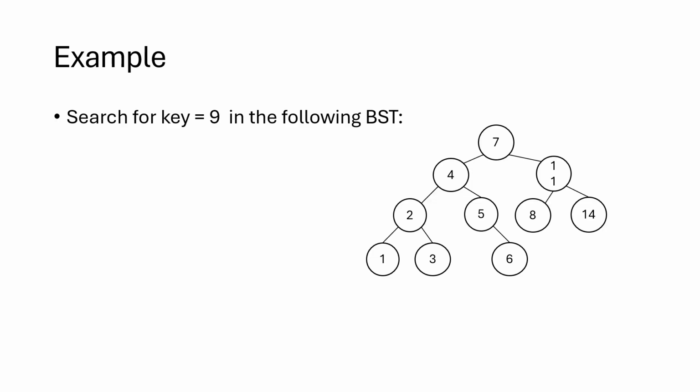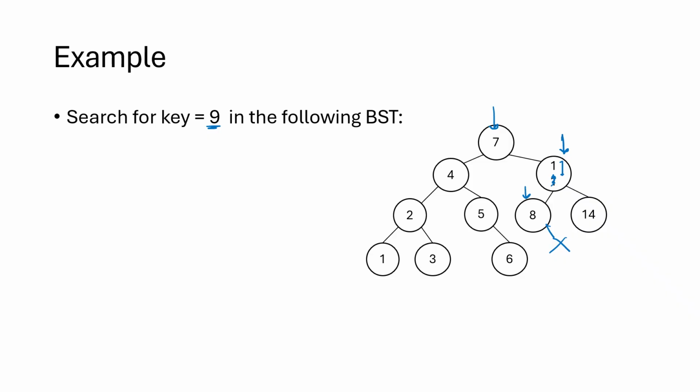Now here's another example. So this time we are looking for 9. So again, we start from the root. 9 is greater than 7, so we go right. 9 is less than 11, so we go left. 9 is greater than 8, so we need to go right. But if we try to go right, we reach the empty tree here, which means that the search has failed.